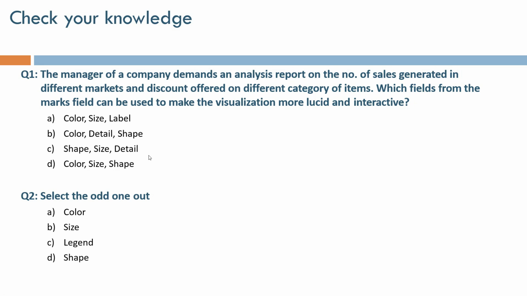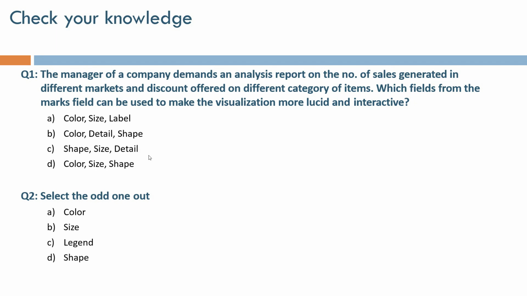Now let me check what you learned through this chapter. Just read this question and answer me. The manager of the company demands an analysis report on the number of sales generated and discount offered on the different categories of items. Which marks fields can make the visualization more lucid and interactive? What will be the answer? The answer is D.